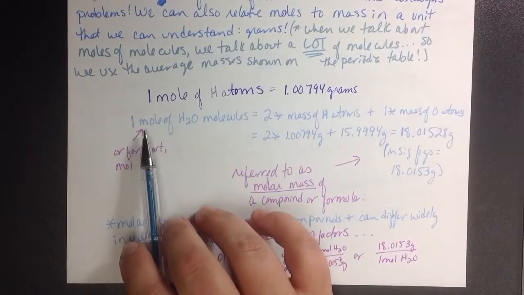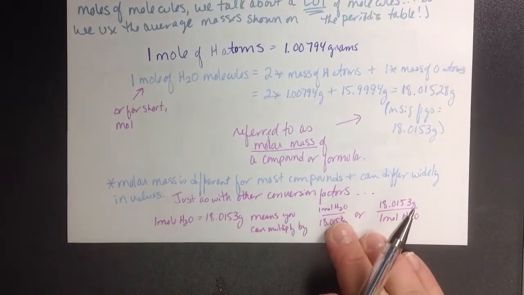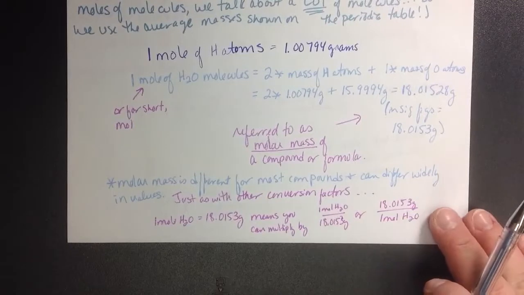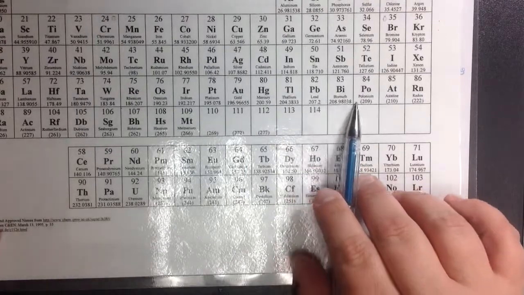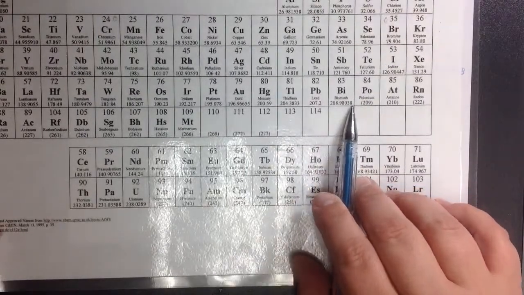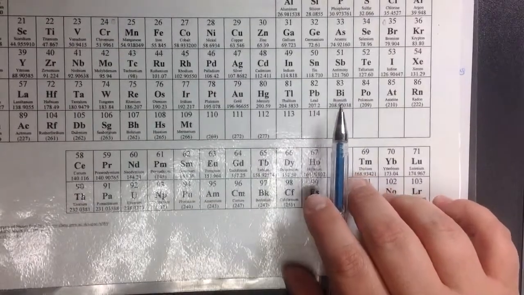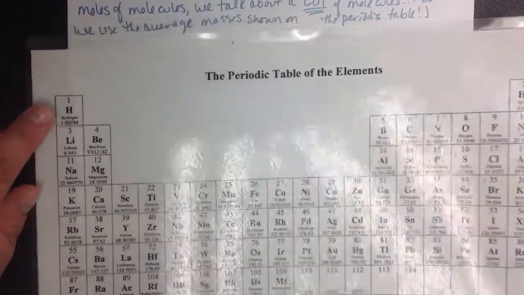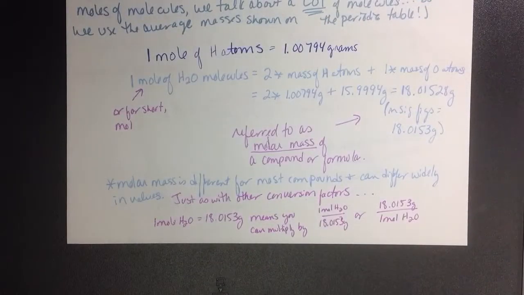Sometimes we refer to mole as mol. You'll see that very commonly. Okay. Molar mass is different for most compounds and can differ widely in values, the same way that, see how this guy's 208 grams for 1 mole of bismuth? That's an awfully large atom, but he is large in comparison to something like hydrogen. So that's how things can differ very widely.